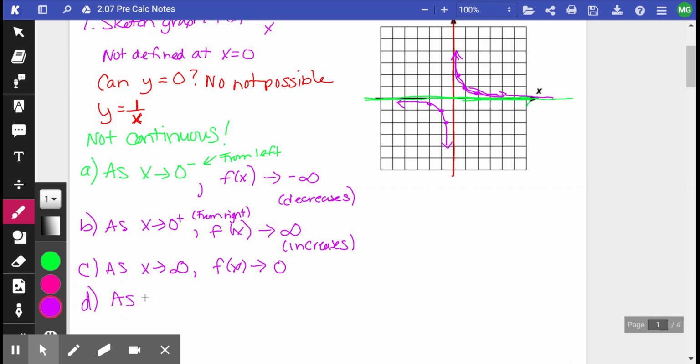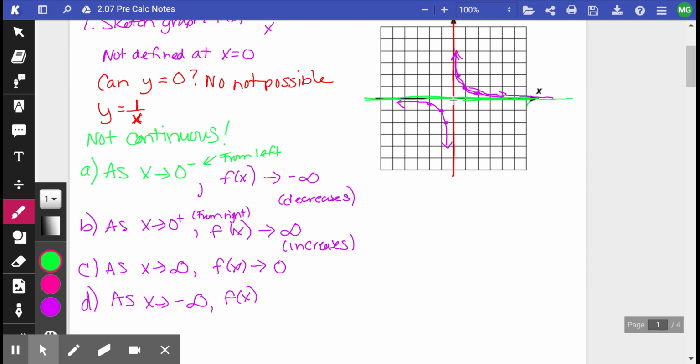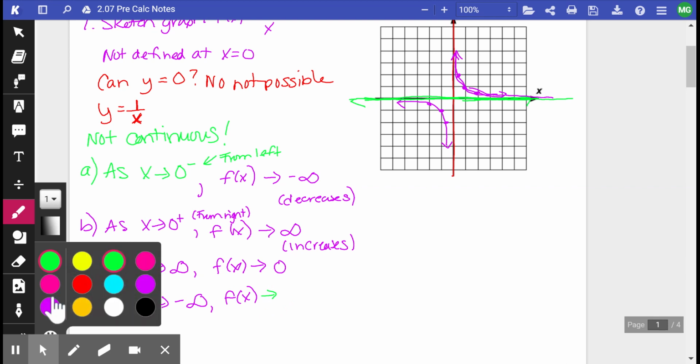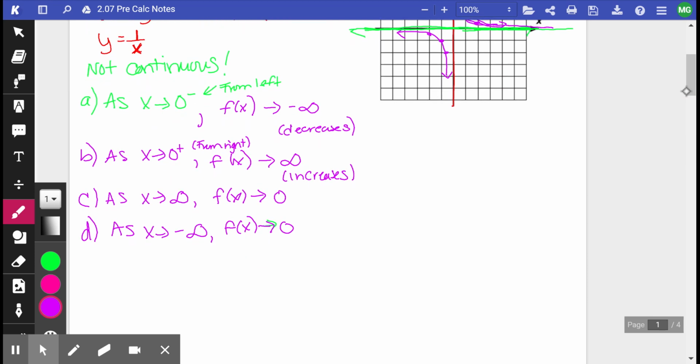And lastly, as x approaches negative infinity, what happens to f of x? So on the green axis, as you go to negative infinity, so to the left, the magenta graph is also approaching 0. Okay, so just talking about some end behavior there.